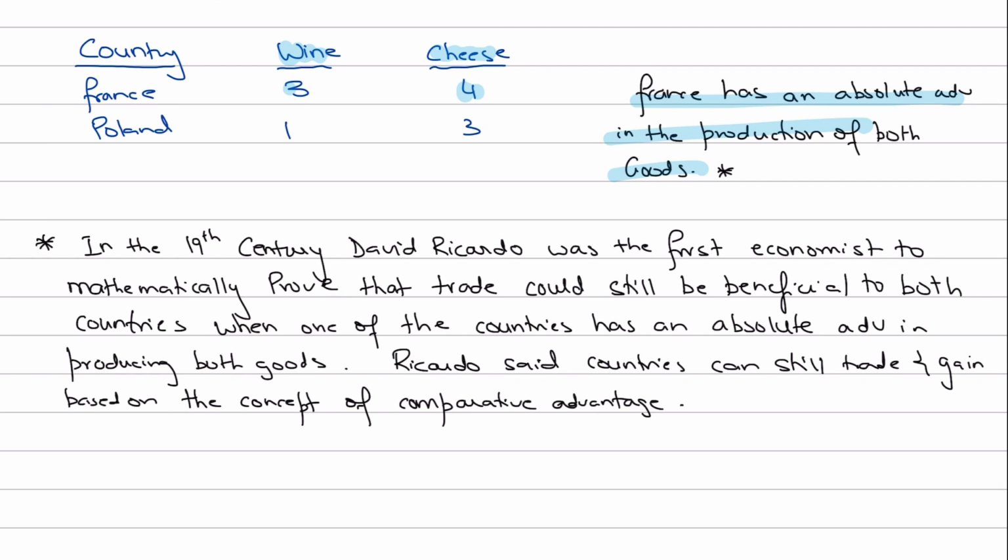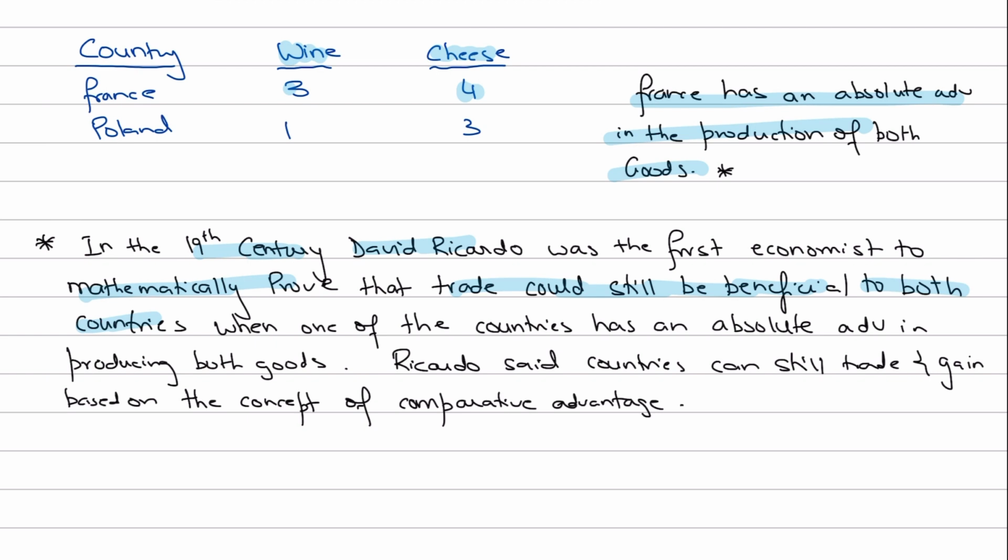Now, in this case, in the 19th century, the famous economist David Ricardo was the first economist to mathematically prove that trade could still be beneficial to both the countries, not only to France, but to Poland as well. Although Poland does not have an absolute advantage in either wine or cheese, and France has an absolute advantage in both wine and cheese.